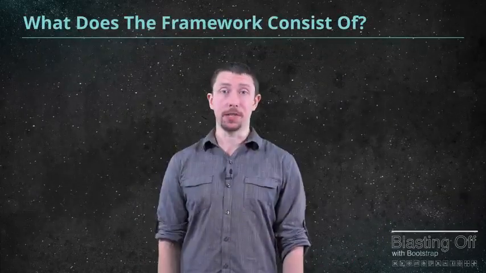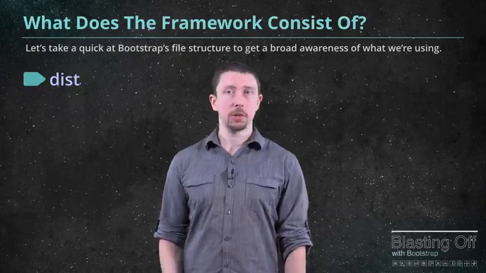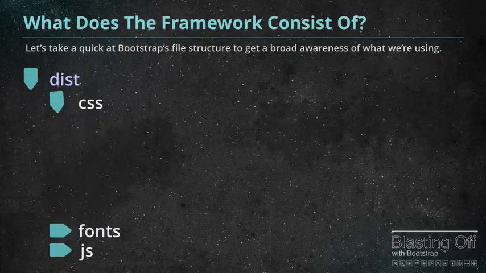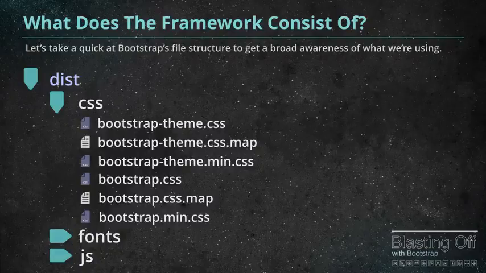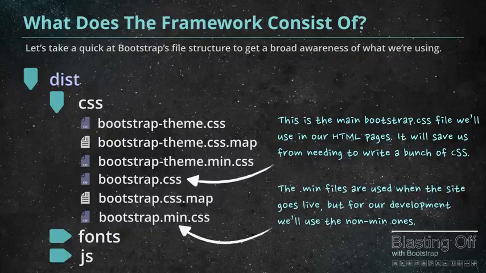So once you download the Bootstrap framework and unzip it, you'll see this dist folder. So let's take a look at what's inside of that. This folder contains the entire Bootstrap framework. To start off, let's check out what's inside the CSS folder. There's a bunch of files in the CSS folder, but the two that we'll be using are the bootstrap.css file and the bootstrap.min.css file. These two are functionally the same, and they will both save us from needing to write a bunch of CSS, but the .min version is recommended for production use because it is a little smaller.